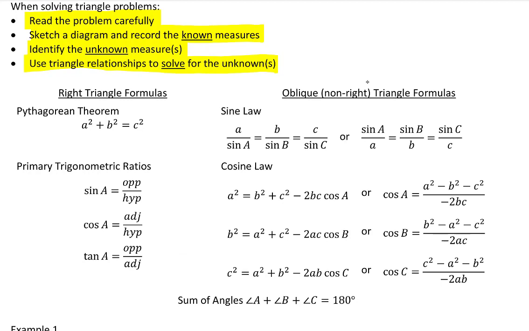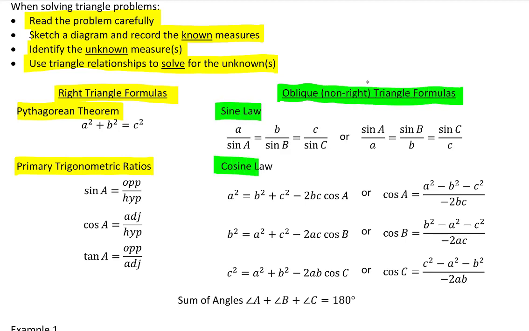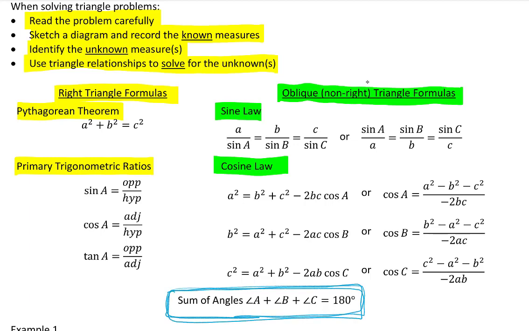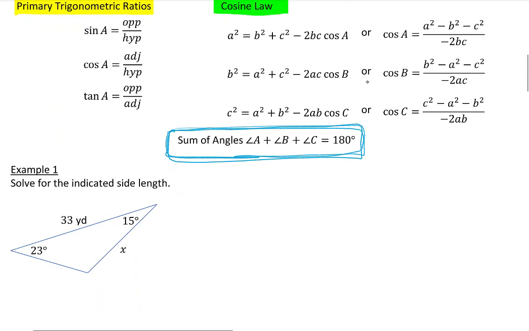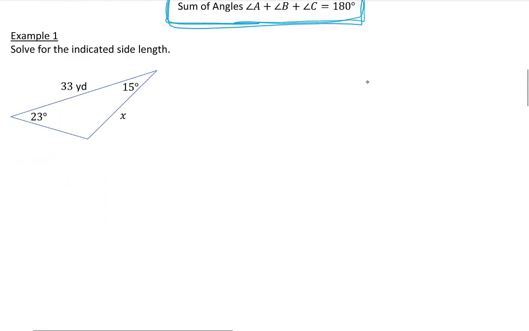Here are all the formulas we've looked at so far. We have our right triangle formulas here, which involve the Pythagorean theorem, or our primary trig ratios, sine, cosine, and tangent. Next, we have our oblique or non-right triangle formulas, and they are the sine law and cosine law. And we also have our 180 rule. That works for both right triangles or non-right triangles. So let's go through a few examples and discuss how you know which formula to use when.